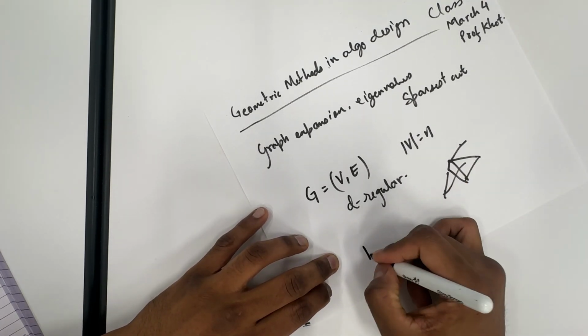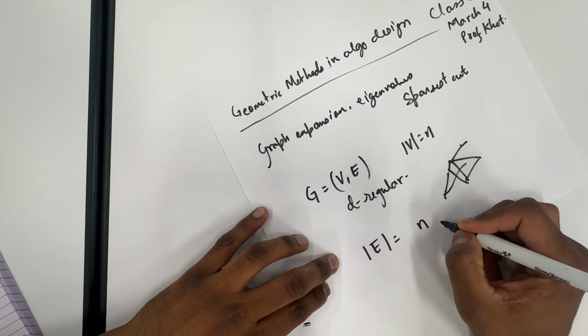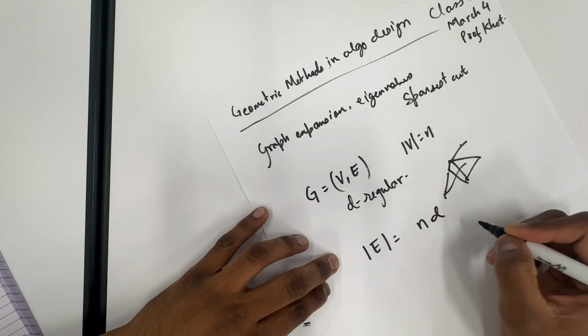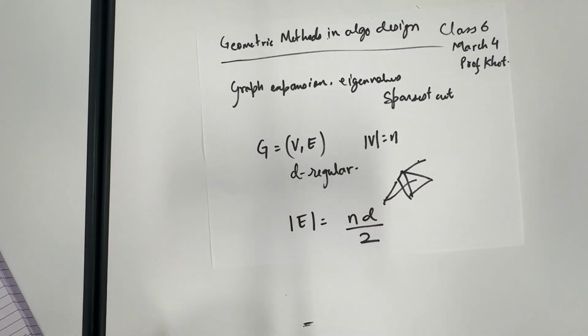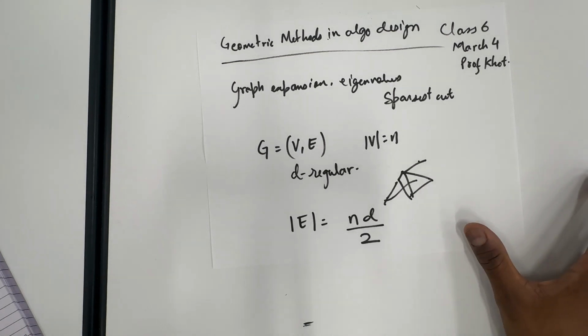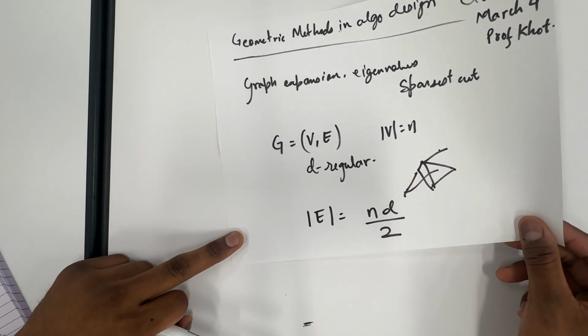So what does that mean? That the number of edges then must be n vertices, every vertex has d edges, but then I'm double counting. So the number of edges has to be nd over 2, right? This is just the preliminary that we are working on.